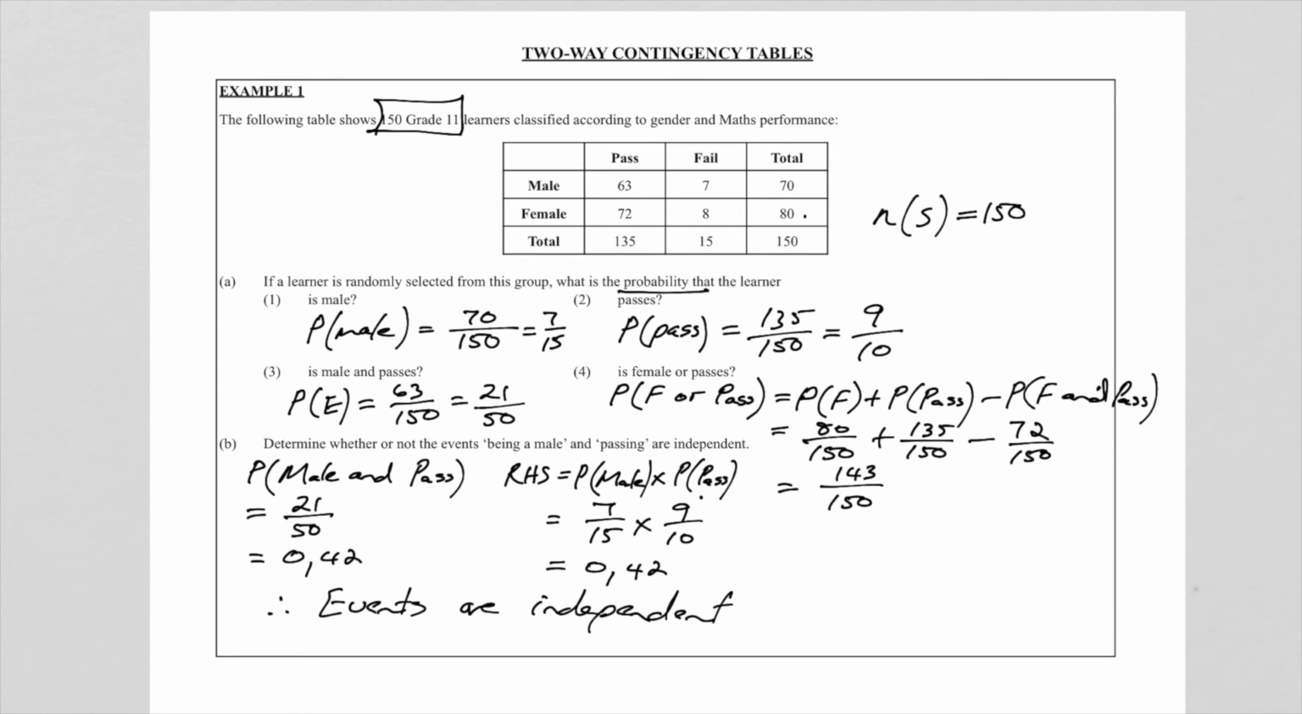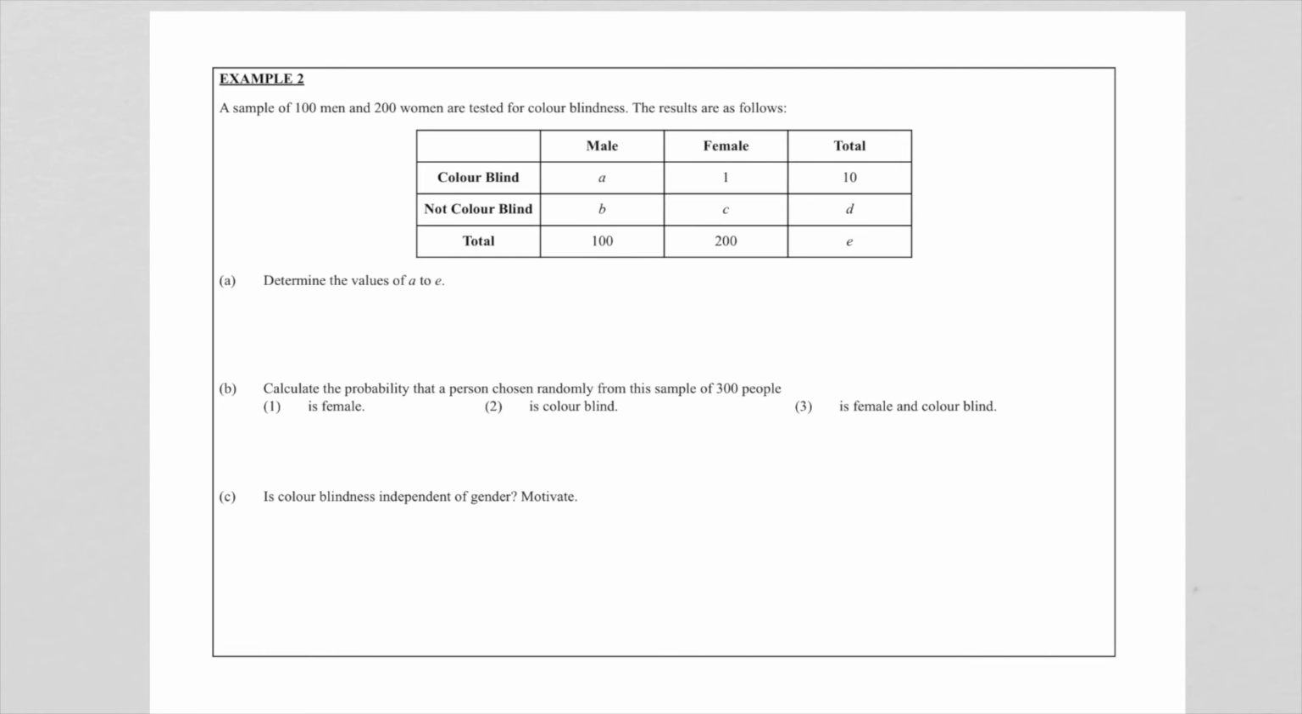So let's look at the next one. All right. In this one, it's about a sample of 100 men and 200 women tested for color blindness. So this is what this table is about. You will see vertically it's about the gender, male, female. Horizontally, it's about colorblind or not colorblind. Now, you can see there are unknowns in this table, 5 of them. And they ask us, first of all, to write down the values of A, B, C, D, and E.